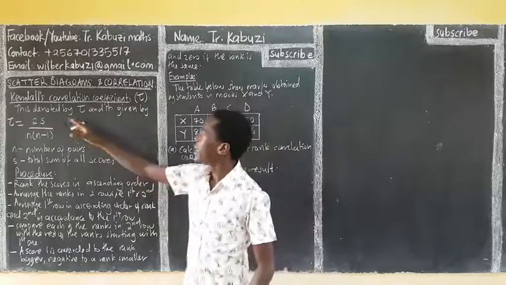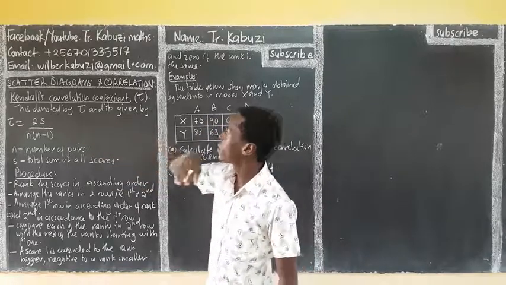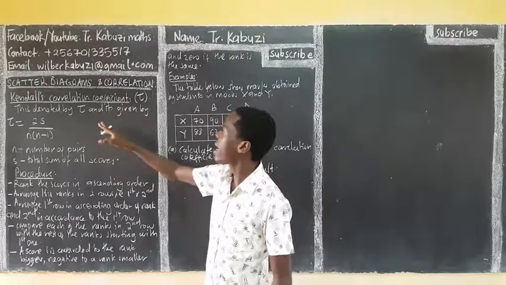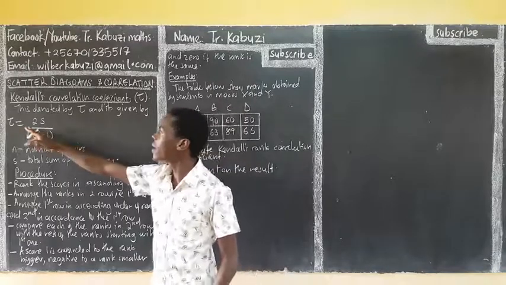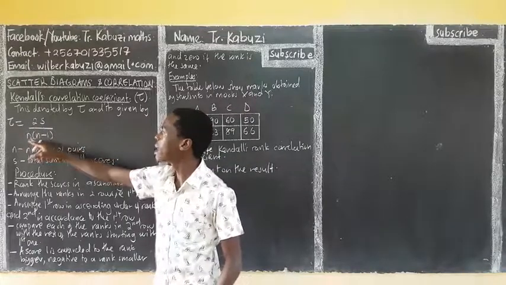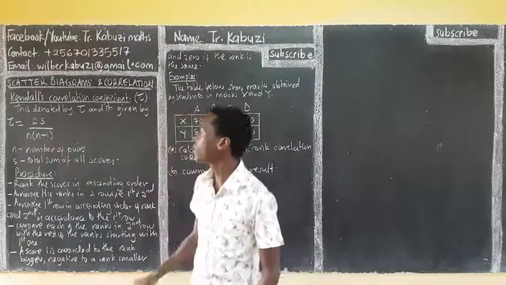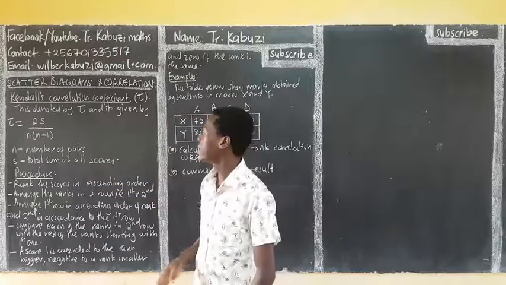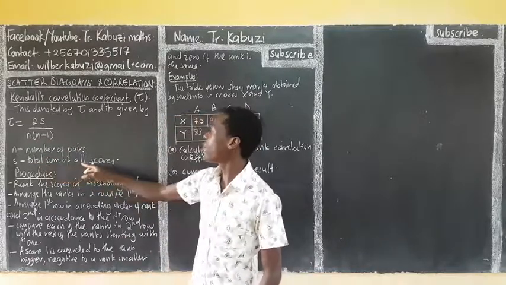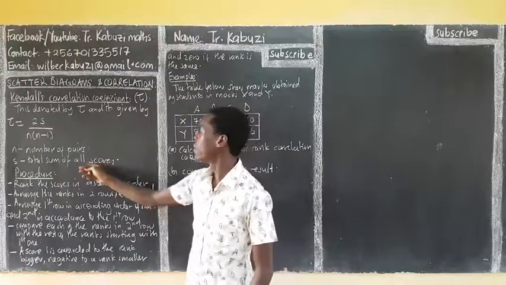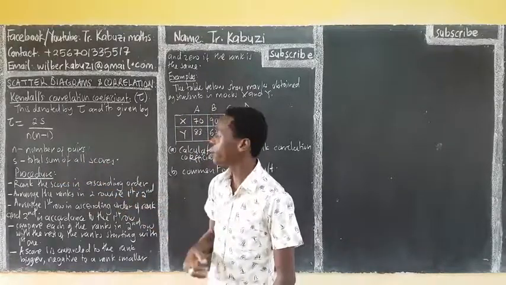Now, Kendall's correlation coefficient is denoted by tau and it is given by tau equals 2S over n(n minus 1), where n is the number of pairs and S is the total sum of all scores. We are going to see what we mean by scores. So what are the procedures?